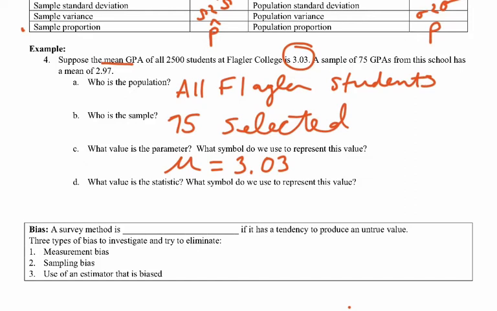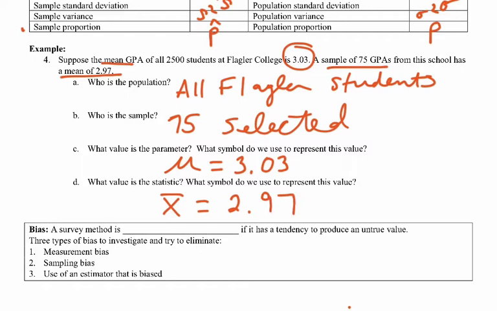What is the statistic? So the statistic is the sample measurement. So it was 75 students, but the mean that we computed was 2.97. So we're going to use lowercase x bar because it was a mean of 2.97.